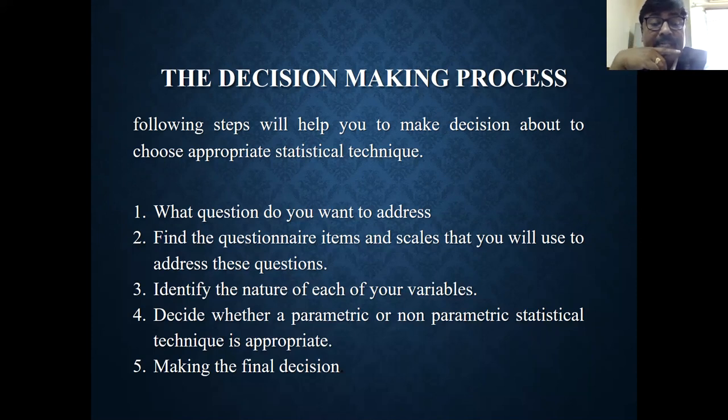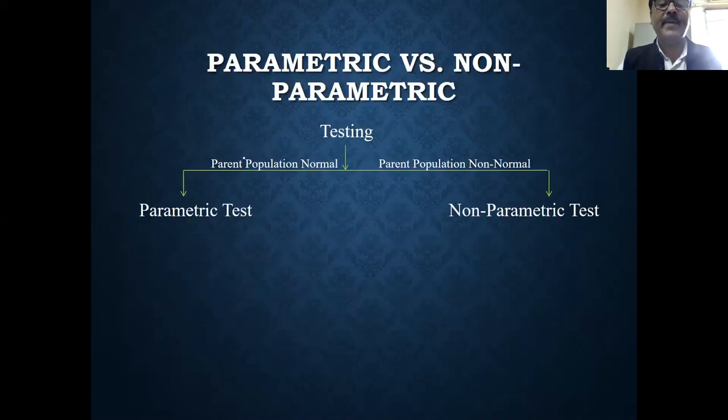Now, the fourth step is to decide whether a parametric or non-parametric statistical technique is appropriate. Parametric tests are based on normal theory, so we have to check whether the data is normally distributed or not, and then make the final decision. This is how to decide whether a parametric or non-parametric statistical technique is appropriate. I have tried to explain this, parametric versus non-parametric.